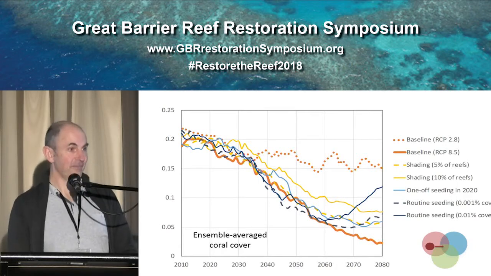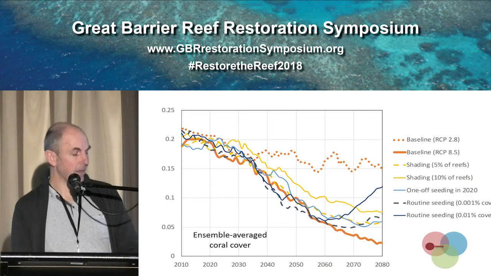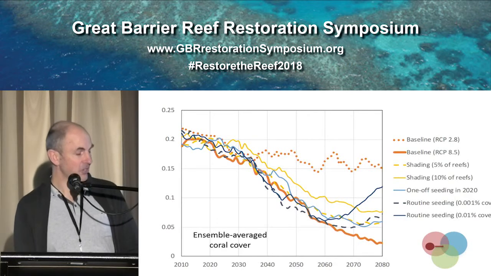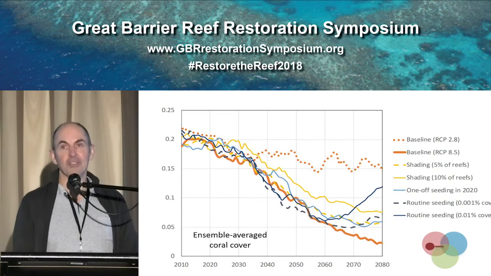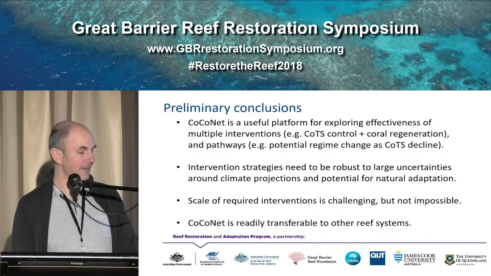Put them all together, these are just the interventions that I've talked about so far. And I guess the one take-home message there is that reducing the scale of climate change, which is that top dotted figure, is obviously better than any of the other interventions. So we can't forget that.